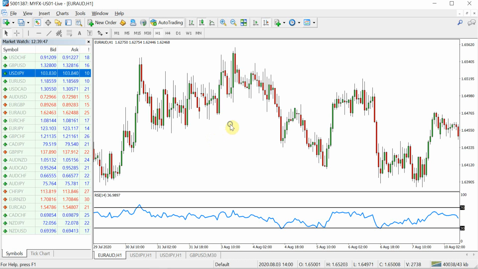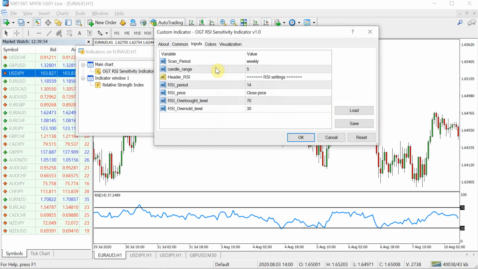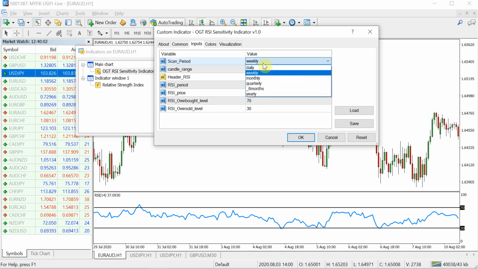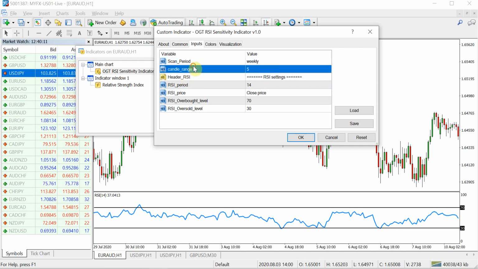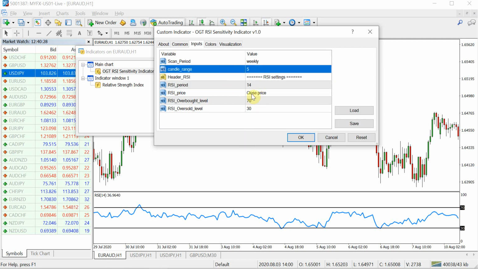And the way it does that is, if I open up the settings, it scans every time the RSI was overbought or oversold. And the scan period you can do anything from a day, a week, a month, a quarter, 6 months to a year. So leave it as a week for a second. I'll talk about the candle range in a second. And then again, the default is the standard RSI, as you see on most trading platforms: 14, close price, overbought at 70, oversold at 30. And again, this is completely customizable.